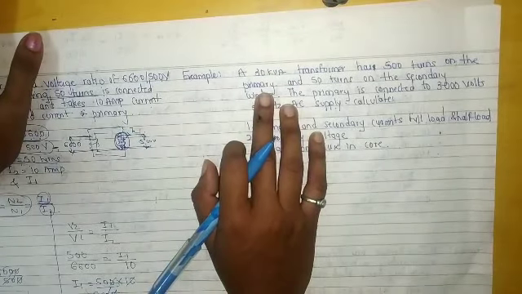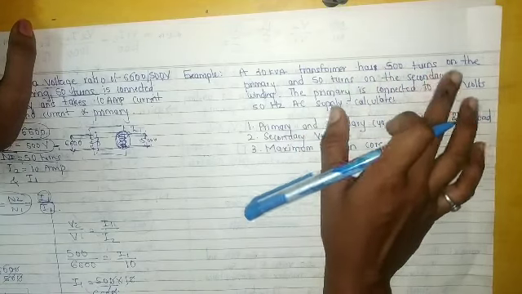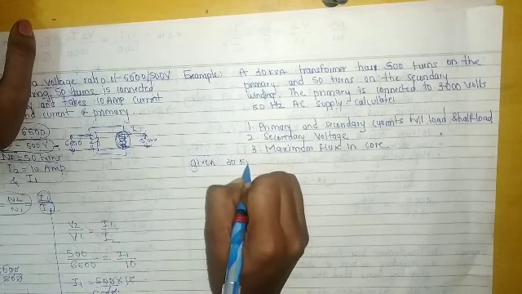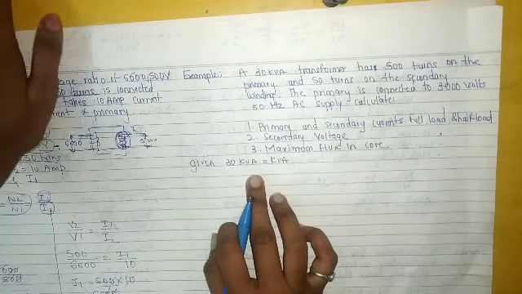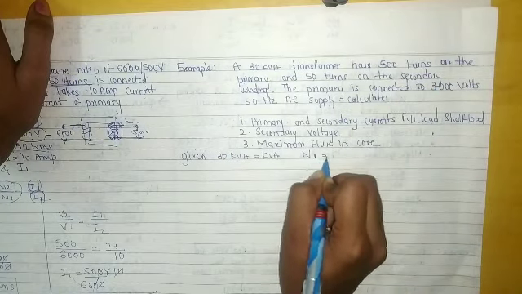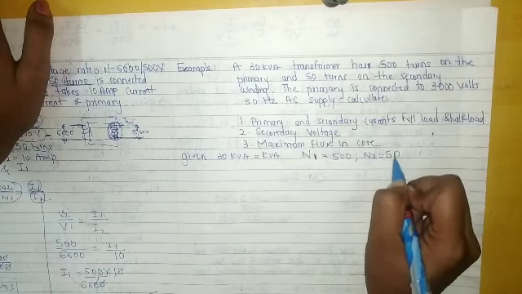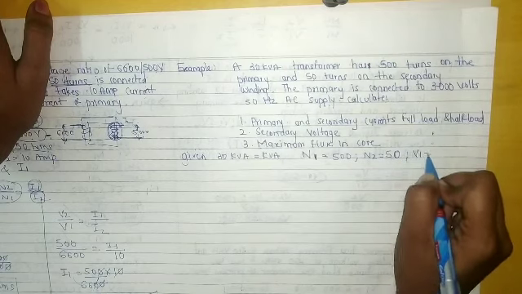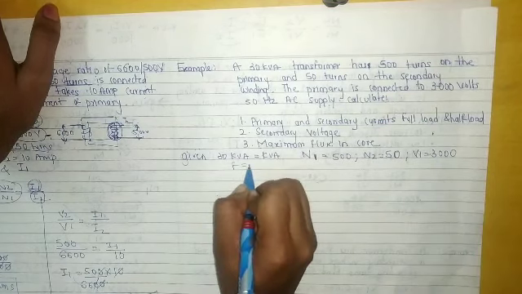It says a 30 kVA transformer has 500 turns on the primary. So we'll just write the given. They have given 30 kVA. The transformer has 500 turns on primary, that means N1 is equal to 500, and N2 is 50 turns on secondary. Primary is connected to 3000 volts, that means V1 is equal to 3000 volts, and the frequency they have given is 50 hertz.